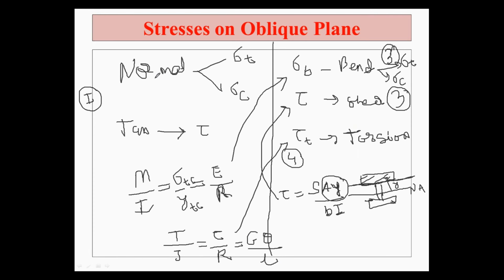So in the first unit, it is normal and tangential, sigma T, sigma C, and tau, which is shear stresses, or tangential one. Sigma B unit number 3 में लिया, shear stresses में tau लिया, that is formula S A Y upon B I. Torsion में, torsional shear stresses, we have used the formula T by J is equal to tau by R is equal to G theta by L. So this is what we have learned up till unit number 4.